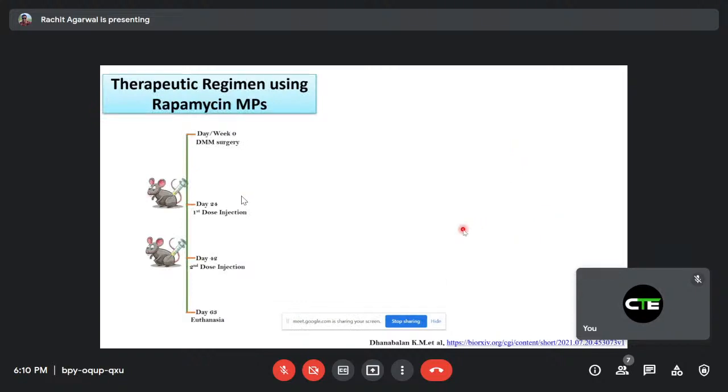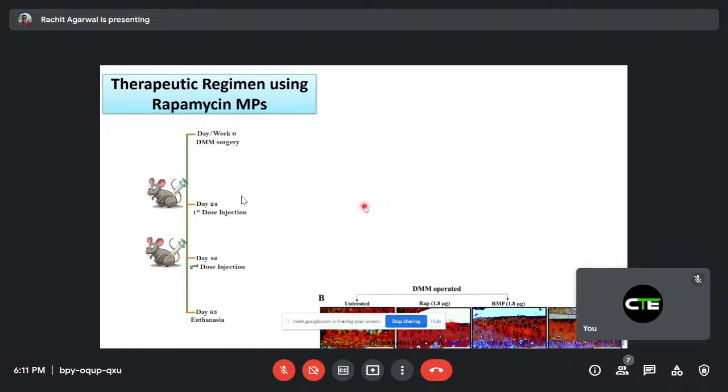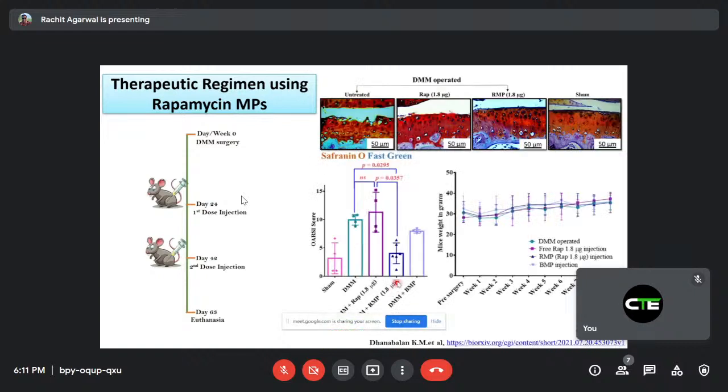Next, we said, okay, let's challenge ourselves. Let's see if we can give it much later. So almost 24 days later, when the damage has already occurred, can it then prevent any further damage? And again, that's what we find. With the RMP treatment, even when it's given much later after the injury, we are able to prevent this damage. The ORC score is low, and again, the weight of the animals is not affected.